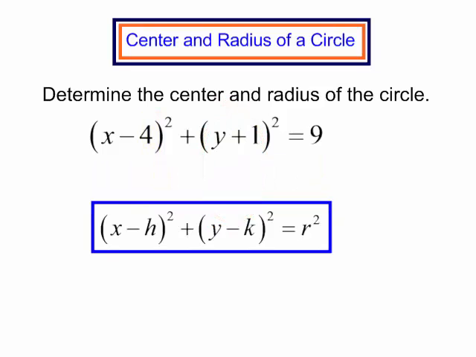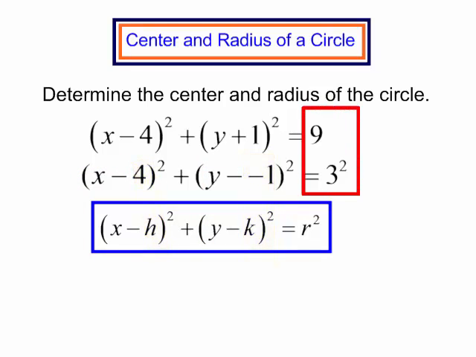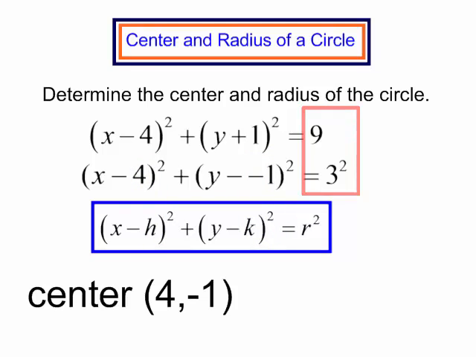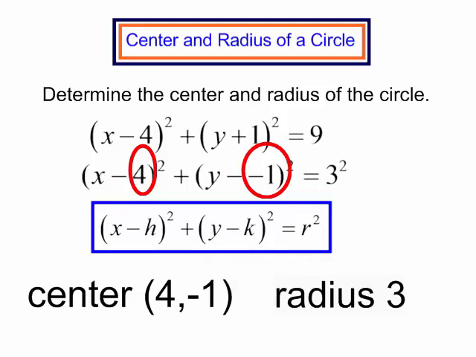Let's rewrite the equation, and instead of y plus 1, we will write y minus a negative 1. And now I do see that h is 4 and k is negative 1. 9 is the same thing as 3 squared, so my radius is 3. The center of this circle is (4, −1), and the radius is 3.